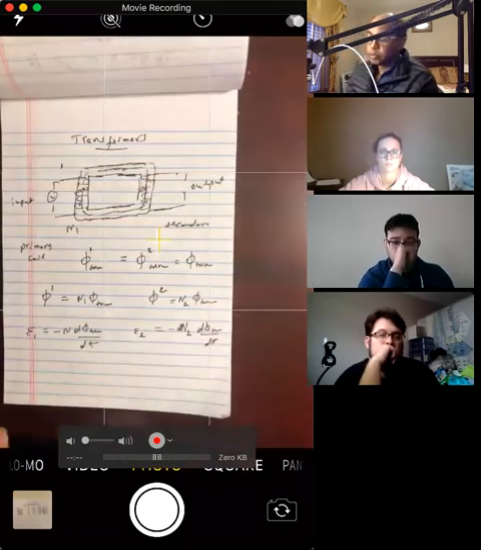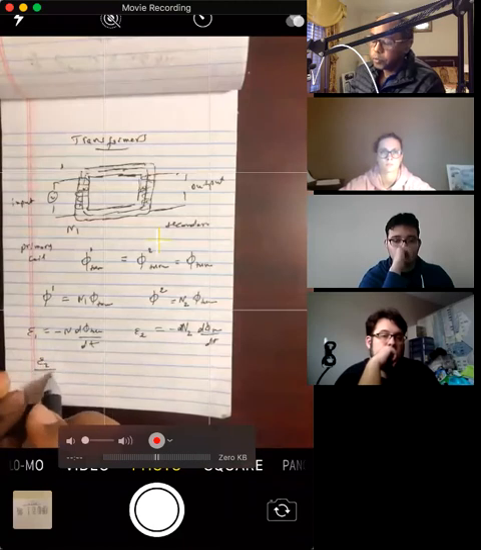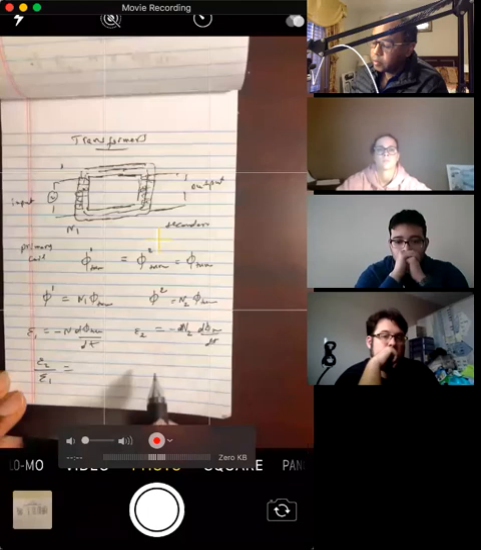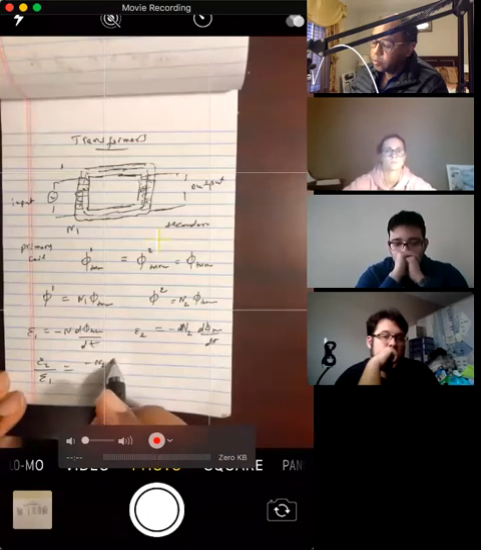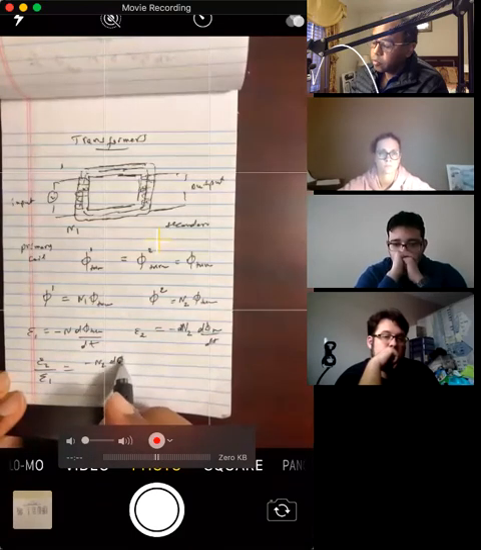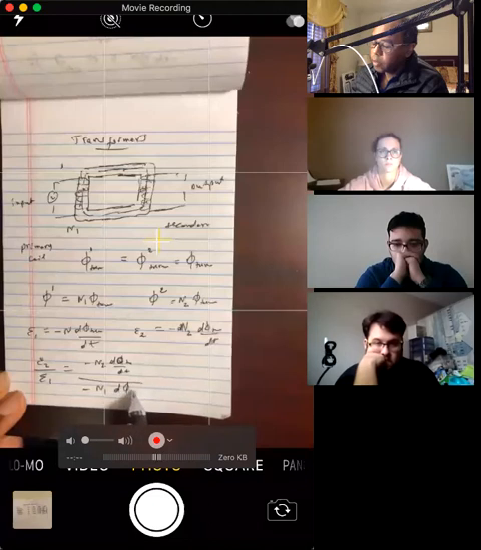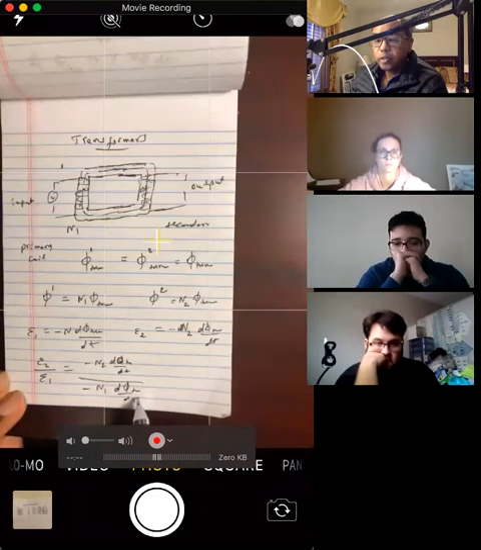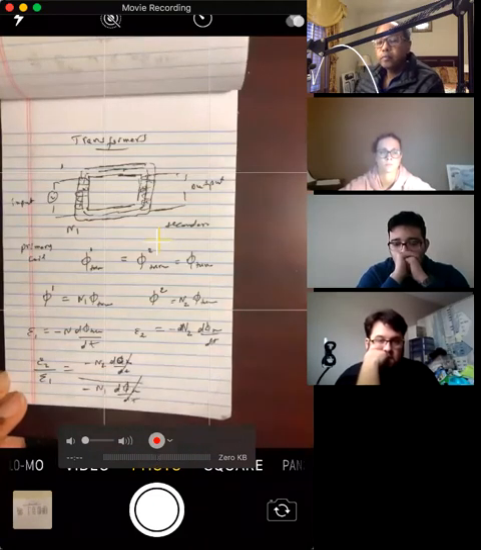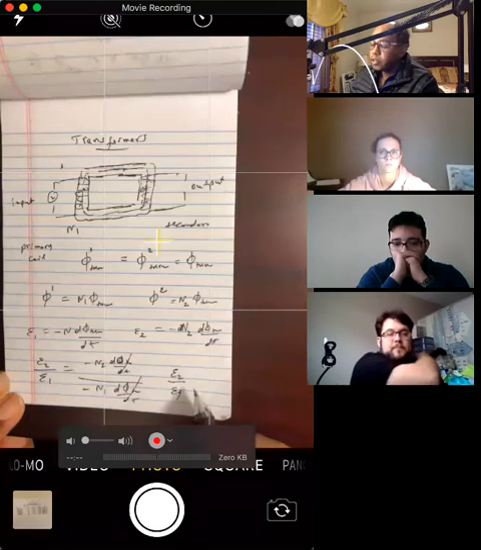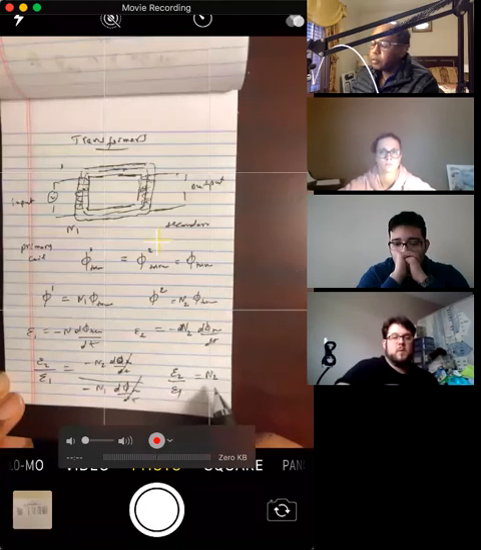Now let's do the ratio E2 over E1. That is negative N2 times the derivative of the flux per turn with respect to time, divided by negative N1 times the derivative of flux per turn with respect to time. This cancels, they're the same. What do you get? The ratio between the EMFs equals the ratio between the number of turns, E2 over E1 equals N2 over N1.